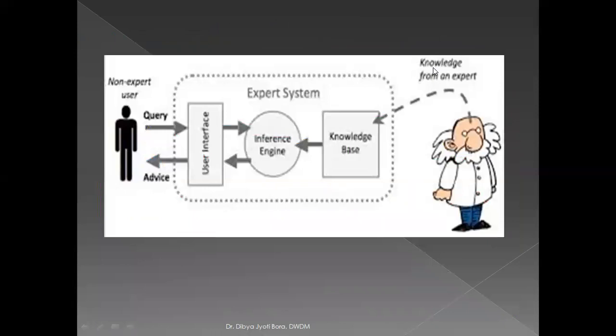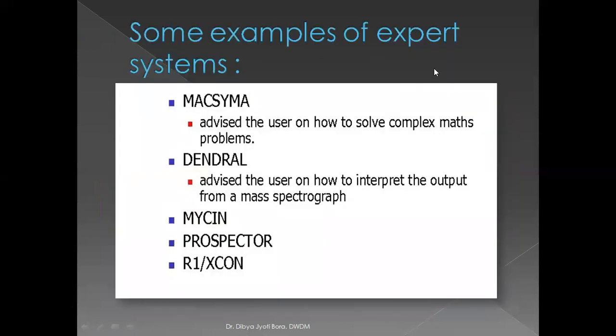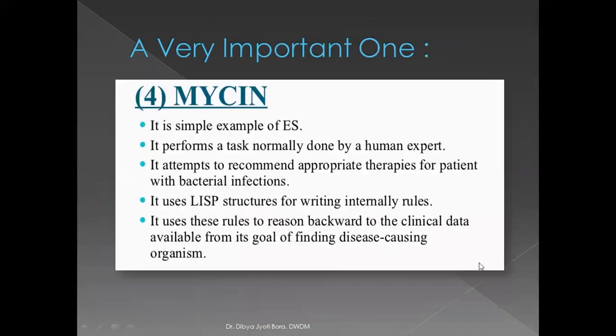Then we have discussed expert systems. And I also asked you to go through important expert systems like Mycin, Dendral, Prospector. Mycin is very famous. It attempts to recommend appropriate therapies for patients with bacterial infections. What is important here is that it uses LISP. Can anybody tell me what LISP means?